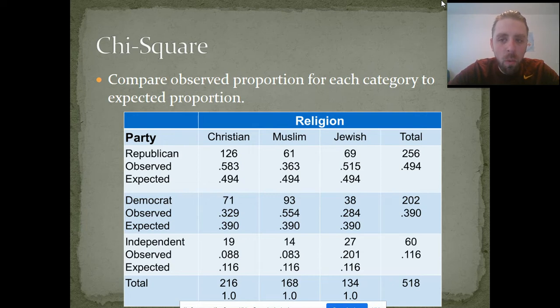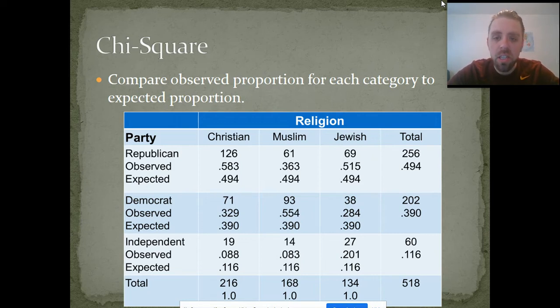This is essentially what we need to be doing: comparing the observed proportion for each category to the expected proportion. But we're going to need to actually calculate the expected raw value in order to make this formula work.